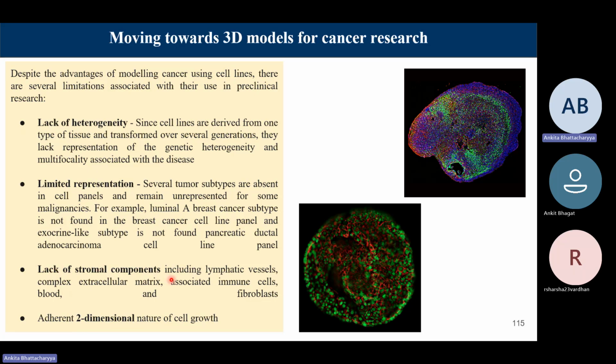Then the lack of stromal components, which are the associated cells present in the extracellular matrix, all of these are also lacking. And finally, the nature of these cells' growth is also something which is limiting and does not truly replicate the physiological dimensions of a tumor.